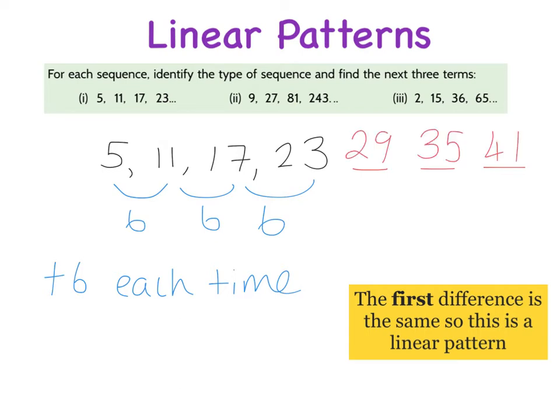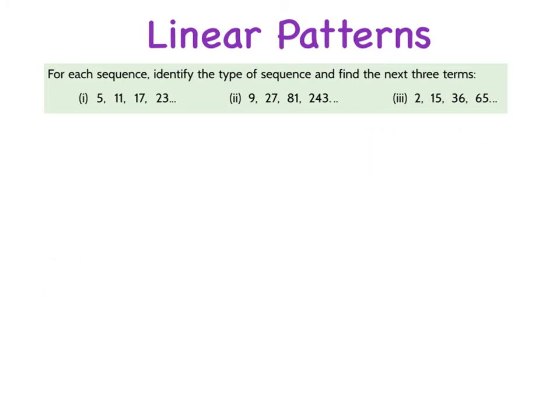So the next three numbers are 29, 35 and 41 because we're adding 6 each time. Now let's have a look at the next sequence. So here we have the sequence 9, 27, 81 and 243. Now let's see, can we figure out what is the pattern here?